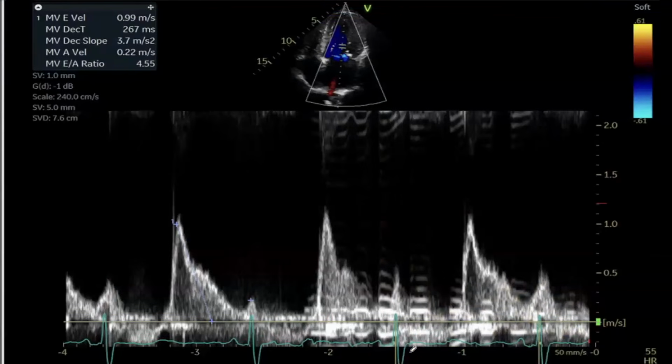So what do you think of this Batman? What's wrong here? It's a nice E. It's a nice A. What do you think of the deceleration time? This patient was diagnosed as grade 3 diastolic dysfunction, high LA pressure. You can see the flow here, isn't it? And you can see it's reaching like 50. But what do you think about the deceleration?